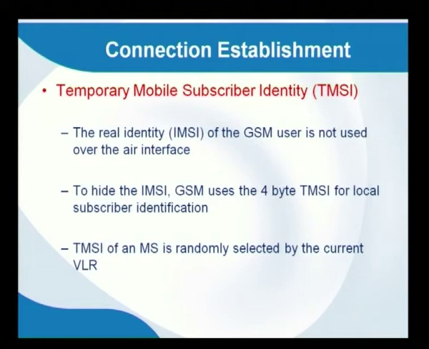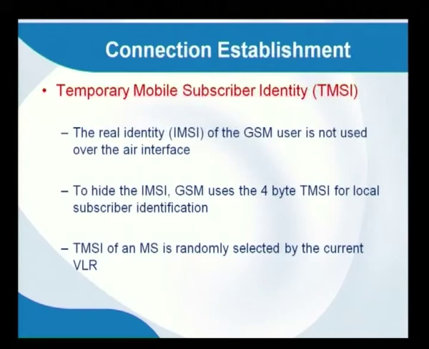The third number used to locate the GSM user is TMSI, that is temporary mobile subscriber identity. Actually, we know that the users are connected with the GSM network through the air medium. So, the real identity of the user should not be shown on the air interface. So, now TMSI takes care of that. The real identity, that is the IMSI of the GSM user, is not used in the air interface. To hide the IMSI, GSM uses the 4-byte TMSI number. So, this is the temporary number and the TMSI number is randomly selected by the current VLR.